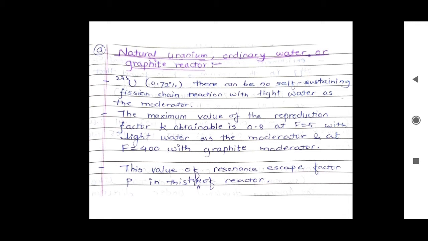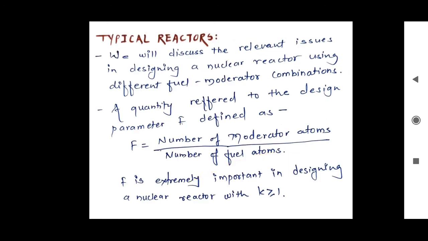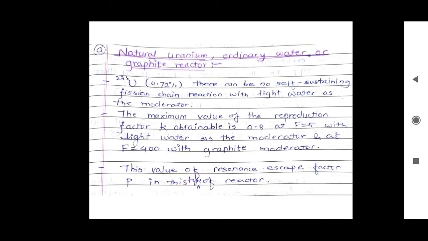As we know, the abundance of uranium-235 is very small, nearly equal to 0.72%. And there can be no self-sustaining fission chain reaction with light water as the moderator. So when we use uranium-235 as a fuel and ordinary water or light water as a moderator, no self-sustaining fission chain reaction occurs. The maximum value of the reproduction factor K is 0.8 at F equal to 5.